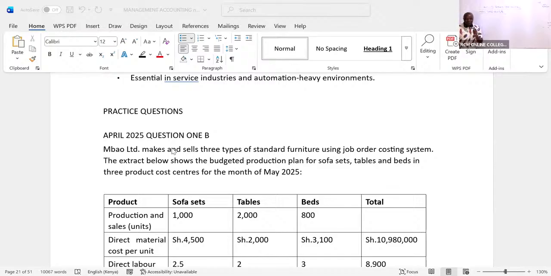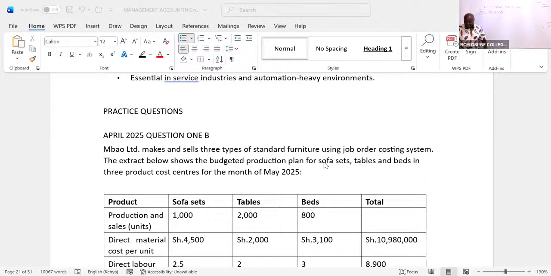We are told BAJ Limited makes and sells 3 types of standard furniture using a job order costing system. The extract below shows the budgeted production plan for sofa sets, tables, and beds in 3 production cost centers for the month of May 2025. So I can see production and the sales. Sofa sets, we produced 1,000. Tables, we produced 2,000.